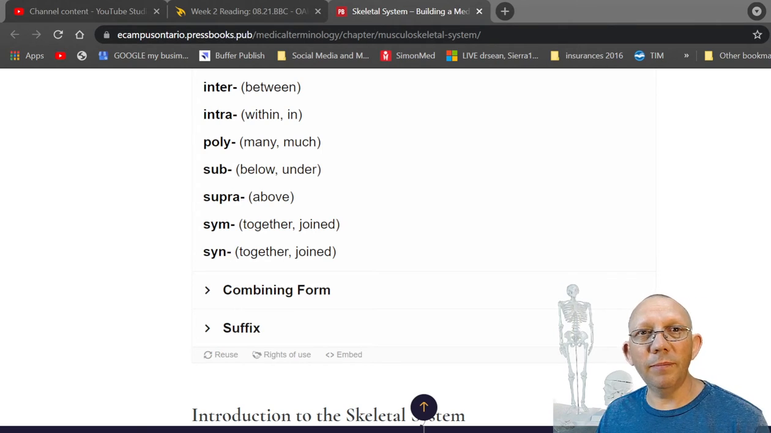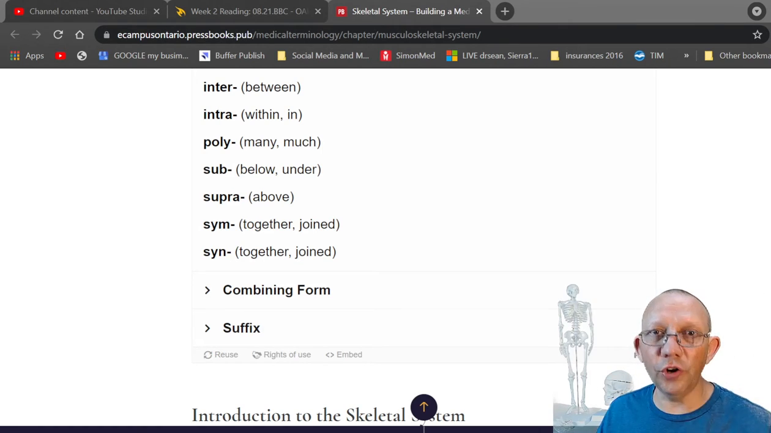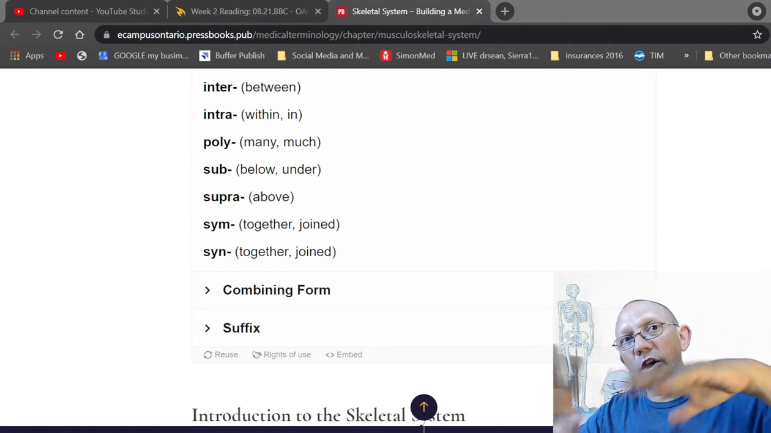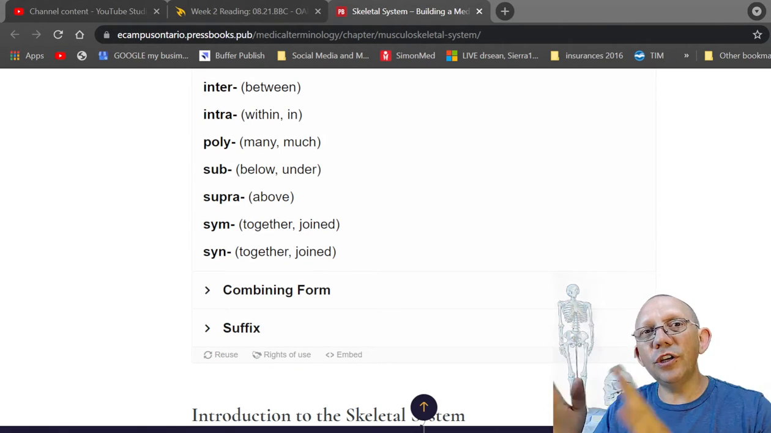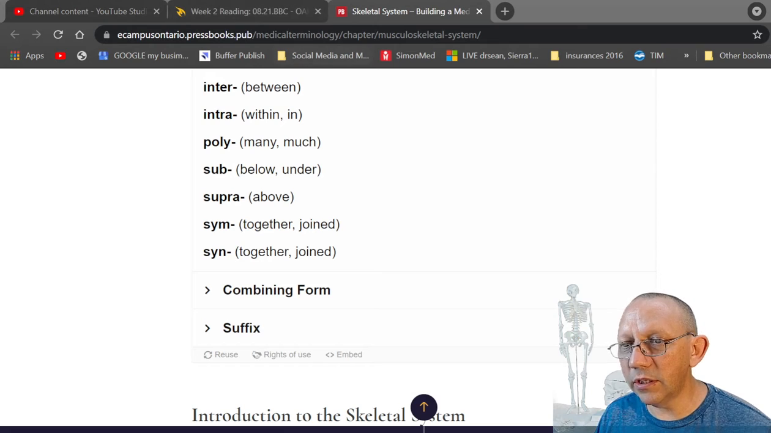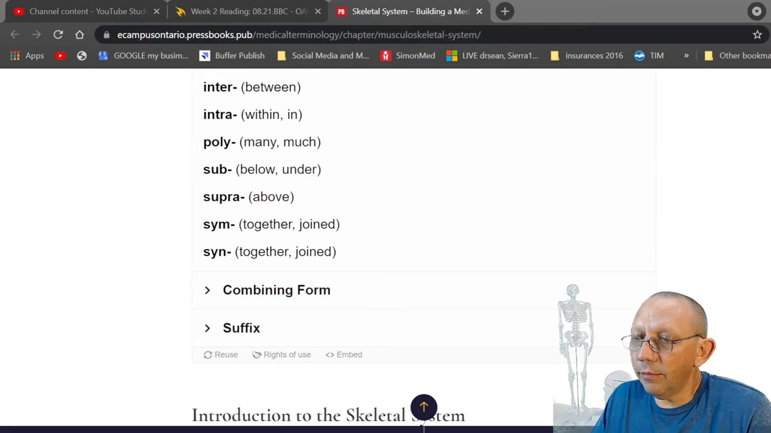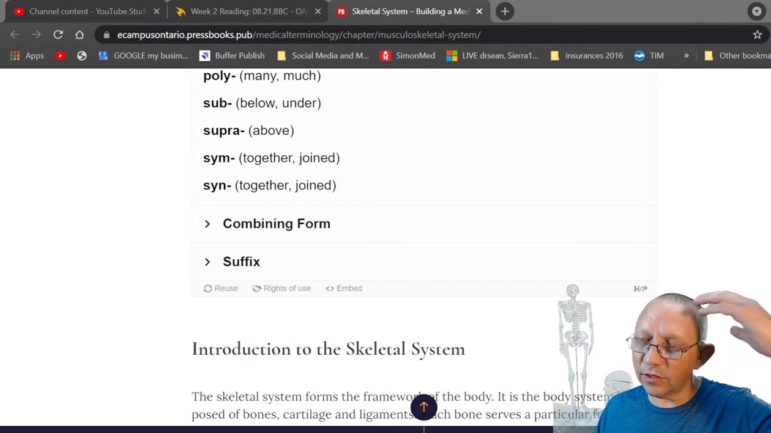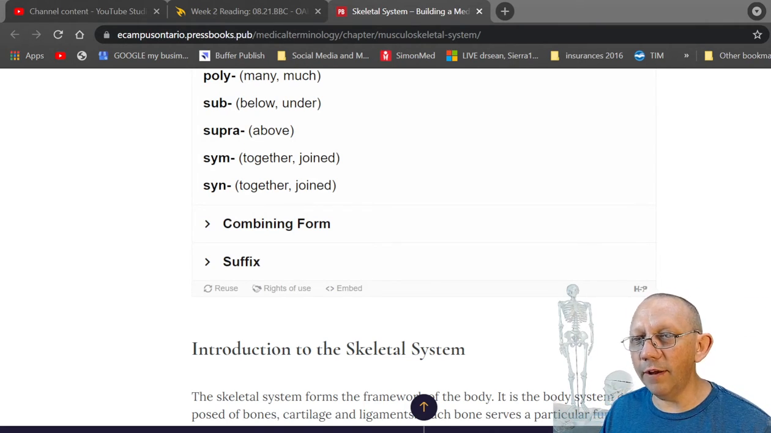Polymyalgia would be like many muscles hurt. Remember we talked about myo versus sarco. Myo means muscle. Algia means pain. Cephalgia is a headache. Below: subcutaneous, we did that one last chapter, subcutaneous tissue. Subdural is inside the skull. Supra, above.